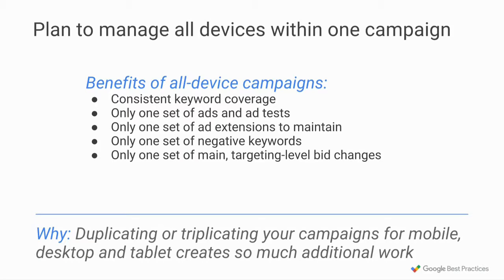If you consider having all of your devices targeted in one campaign, it's actually a much easier process. You can ensure that you have consistent coverage of keywords across all devices, and you can manage one set of ads, ad tests, as well as ad extensions and shared negative keywords all in one place. And also you can just have one bid change within one campaign versus having to repeat these steps across all three different versions. And so the primary question here is, are the theoretical benefits that you think that you'll gain from single device campaigns really worth it for the amount of work that you have to put in?